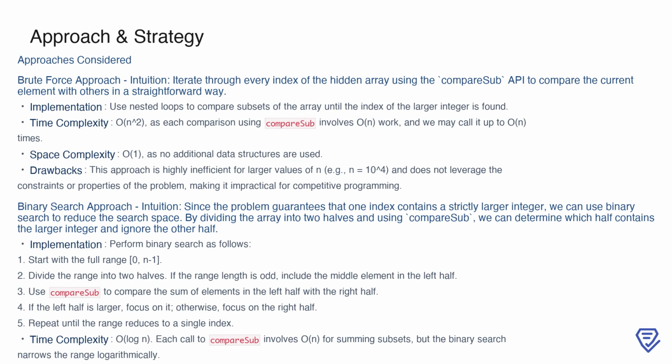To tackle this problem, let's first consider the brute force approach. The idea here is straightforward. Iterate through each index of the hidden array and use the compareSub API to compare subsets of elements. Essentially, for every index, we compare it with others until we find the one that contains the larger integer. While this might seem intuitive, the implementation uses nested loops, leading to a time complexity of O(n squared). Each call to compareSub involves summing up elements, which takes O(n), and since we might call it up to O(n) times, the cost becomes prohibitive for larger arrays.